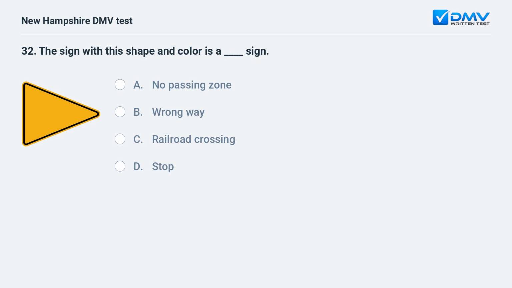The sign with this shape and color is a fill in the blank sign. A. No passing zone. B. Wrong way. C. Railroad crossing. D. Stop.